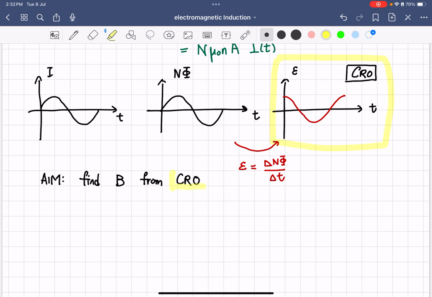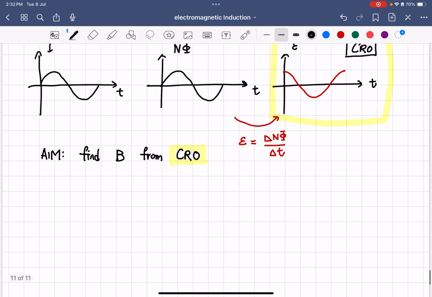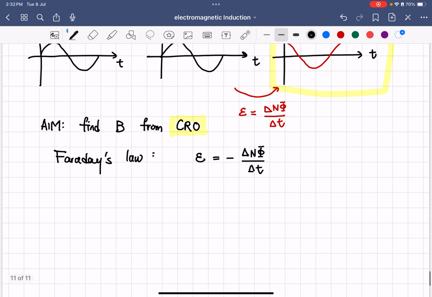So what we usually do here, then, we will look at Faraday's law. Faraday's law tells you that EMF is equal to minus the change in NΦ over change in time. So in one interpretation, we say that means ΔNΦ is equal to minus E Δt.